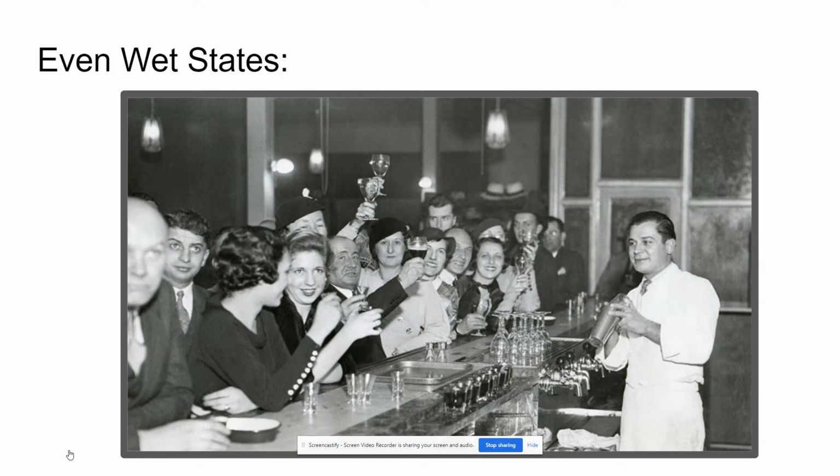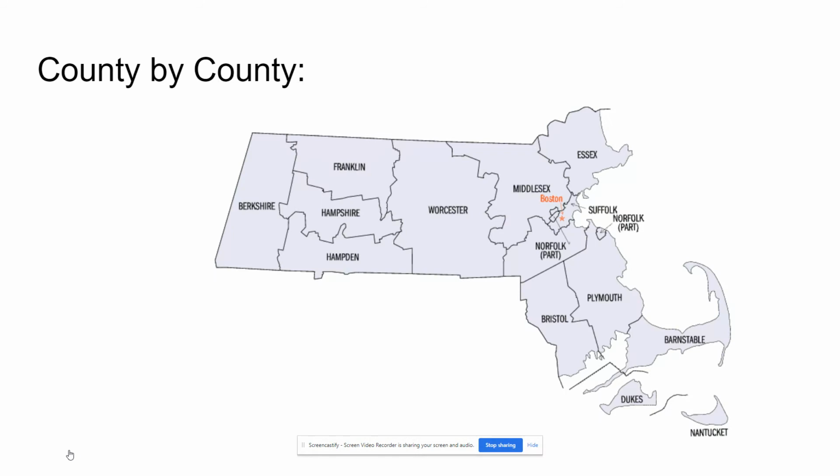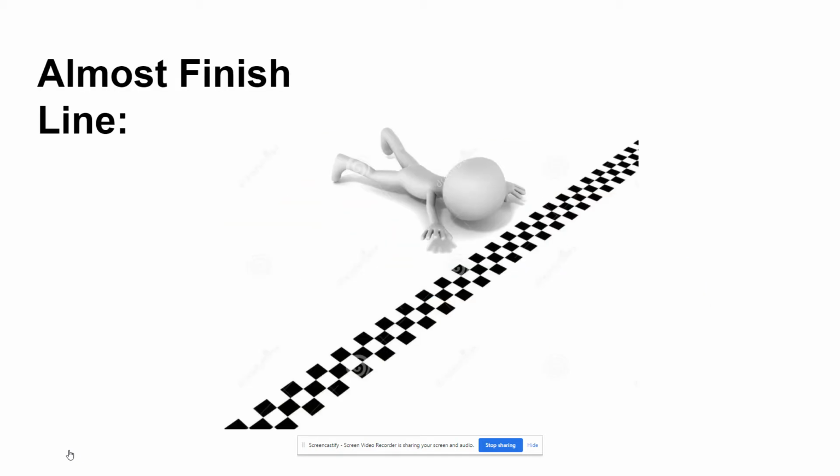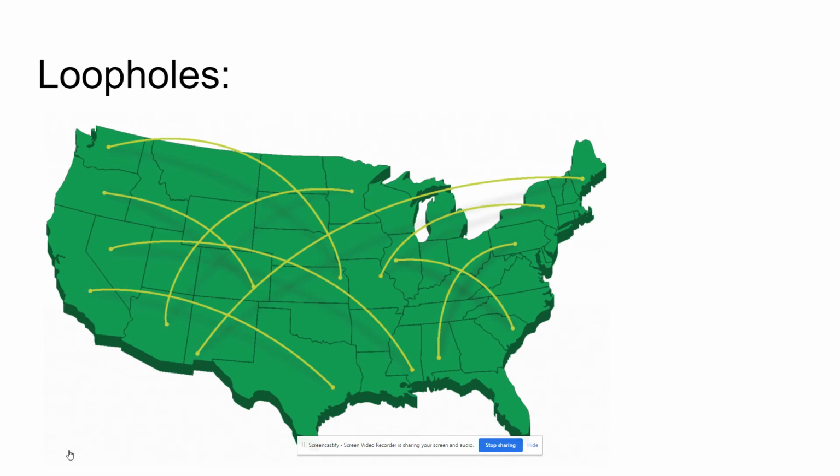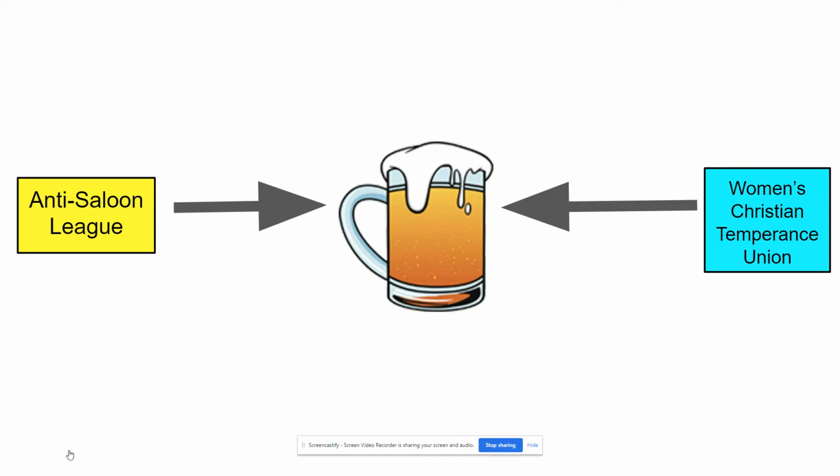Even wet states that still allowed alcohol, a lot of times, a lot of counties within the states had banned alcohol. So even wet states, a lot of them couldn't drink either. So in 1913, the temperance movement's almost at the finish line. They almost have the whole country, sort of. But they have a problem because some states still allow alcohol, about half at this point. People can just go to those other counties or those other states or those other towns, buy alcohol and bring it back. So they don't really feel like they're winning, the Anti-Saloon League and the Women's Christian Temperance Union.